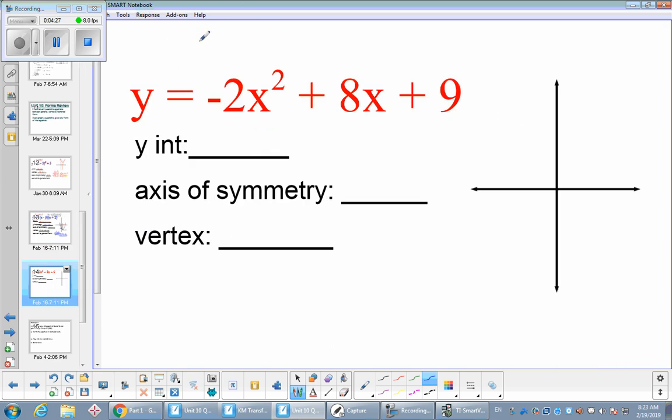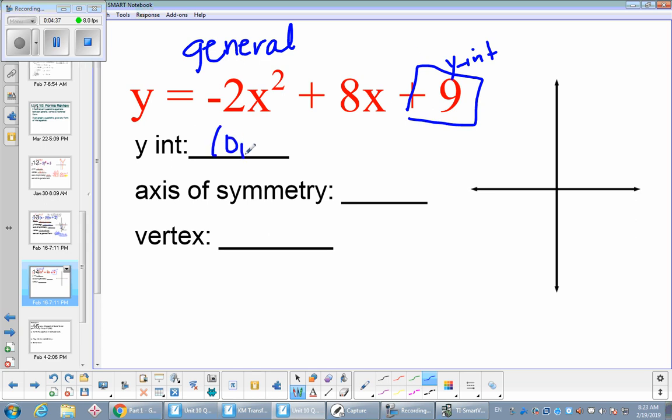Our last form then is general form. All right, and the general form, what we know right away is the y-intercept. It's the last term. So I know from general form that the y-intercept is (0, 9). I have to actually use a formula to find the axis of symmetry. And the formula is negative b over 2a. And to find your a, b, and c, it's just your first number, your second number, and your third number.